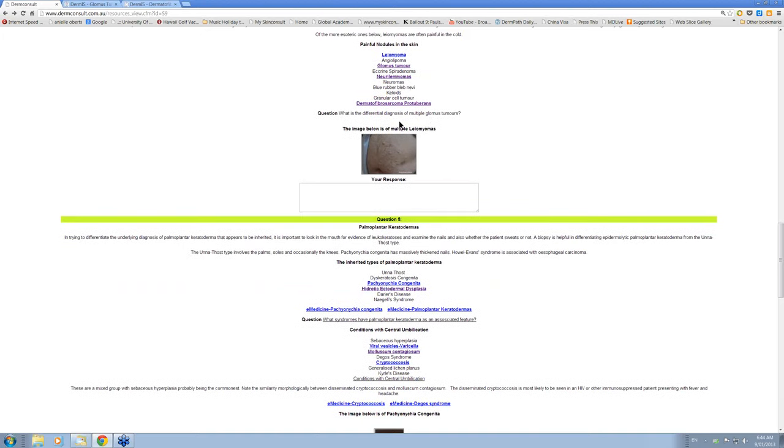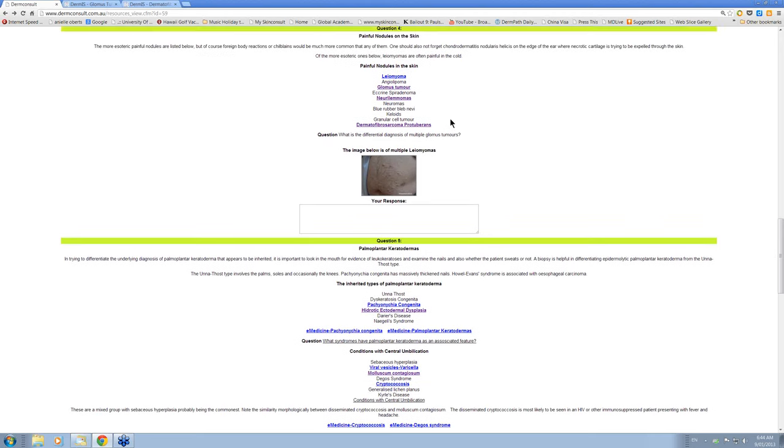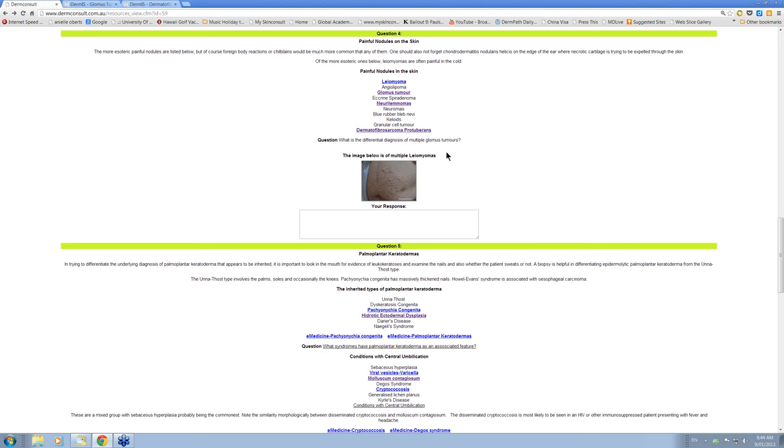I've said here, what's the differential diagnosis of multiple glomus tumors? Multiple ones. Well, they're going to look bluish. It may be some other vascular tumor, like Kaposi's. It might be blue rubber bleb nevus. You might be thinking, oh, but that would have been there from early on. Let me just put in here, see what comes up.